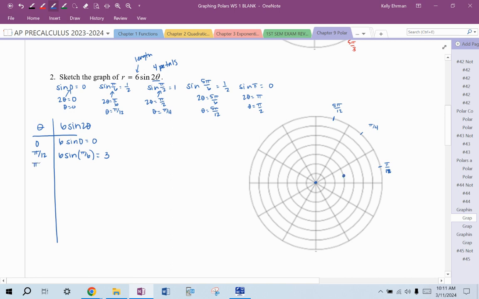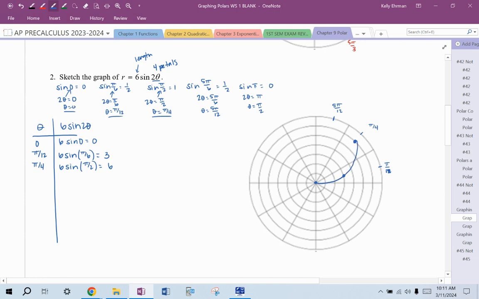And then we're going to plug in pi over 4. So I did this, now I'm here. That gives me 6 sine of 2 pi over 4, which is pi over 2. 6 times 1 is 6. So the end of the petal is 1, 2, 3, 4, 5, 6. It's right here. So far we have this much of the petal.